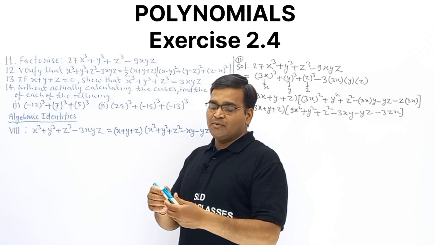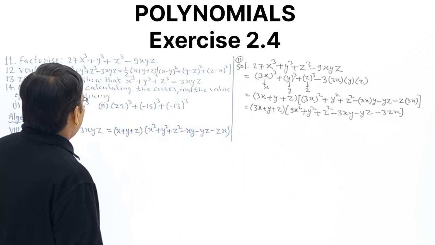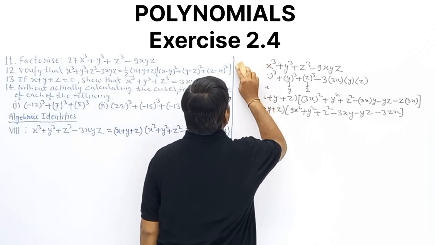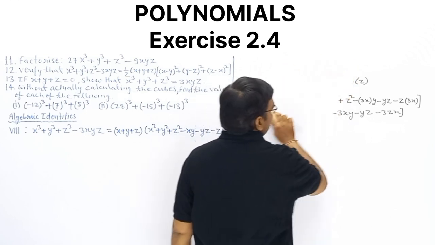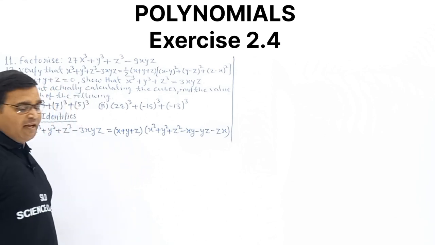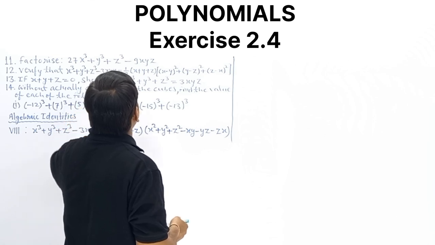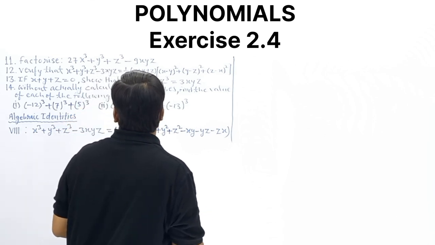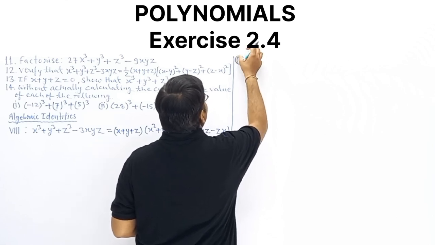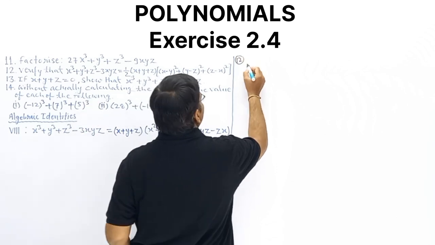Now question number 12 I am taking. What is this? We want to verify. We have one expression, we want to verify this one. So I am going to solve this one. How will we solve? x cube plus y cube plus z cube minus 3xyz equal to this one. How are we getting this? Question number 12, what is the question?